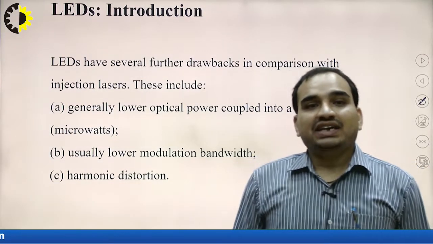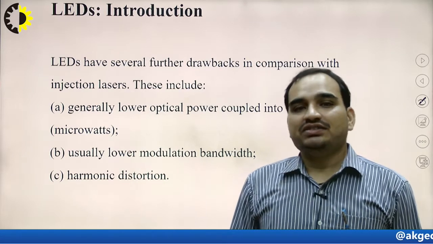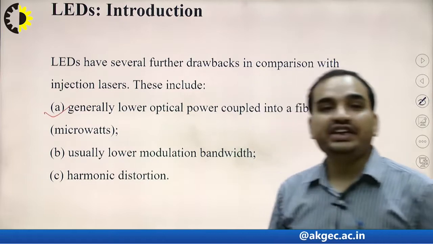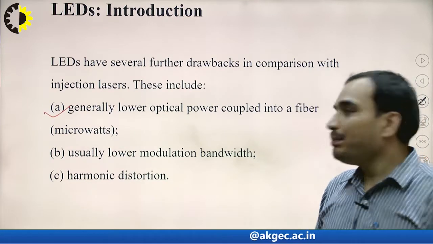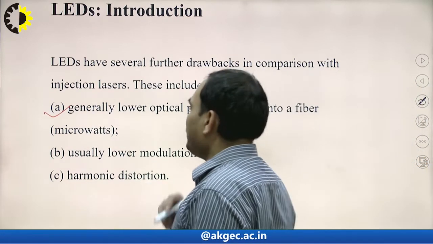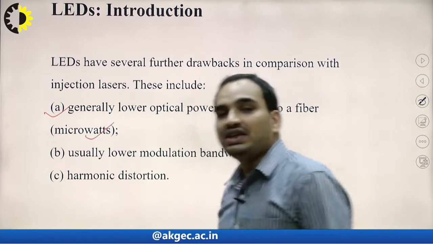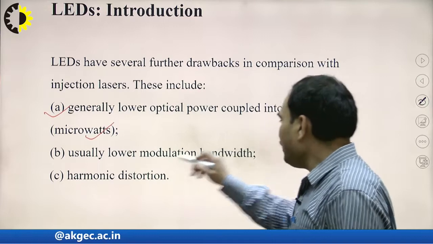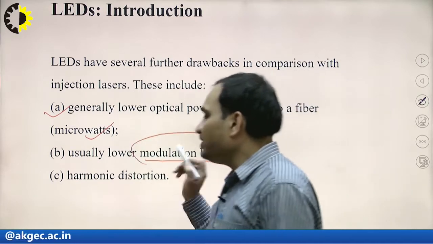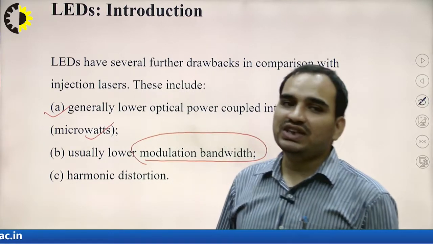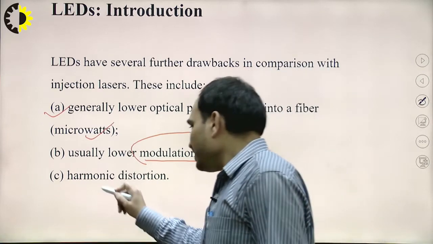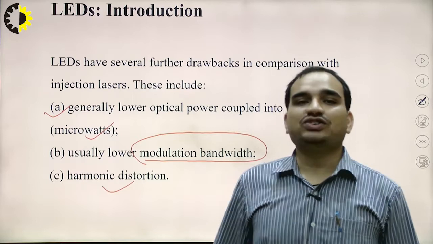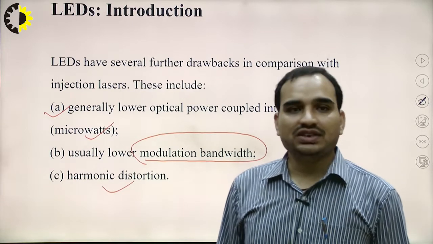Now LED has several drawbacks in comparison with the injection laser. So what are those drawbacks? First one, generally lower optical power coupled into the fiber, that is in microwatts. Second disadvantage is usually lower modulation bandwidth, so modulation bandwidth is less as compared to the injection laser. Third one is the harmonic distortion. So these are the three major drawbacks of using LED over the laser.